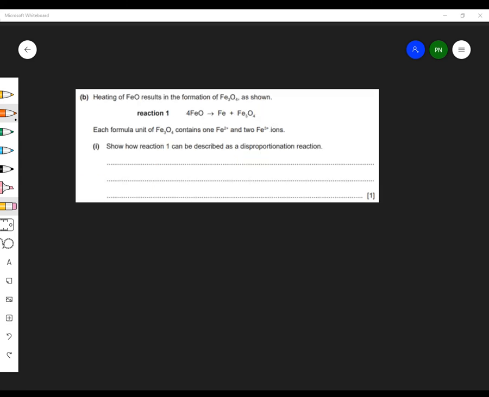This is the next one on the mock. Heating FeO results in the formation of Fe3O4, as shown. There it is. Each formula unit contains one of those and 2 of those. Show how reaction 1 can be described as a disproportionation. Now you need both answers here. A lot of you only answered one, but you need both.